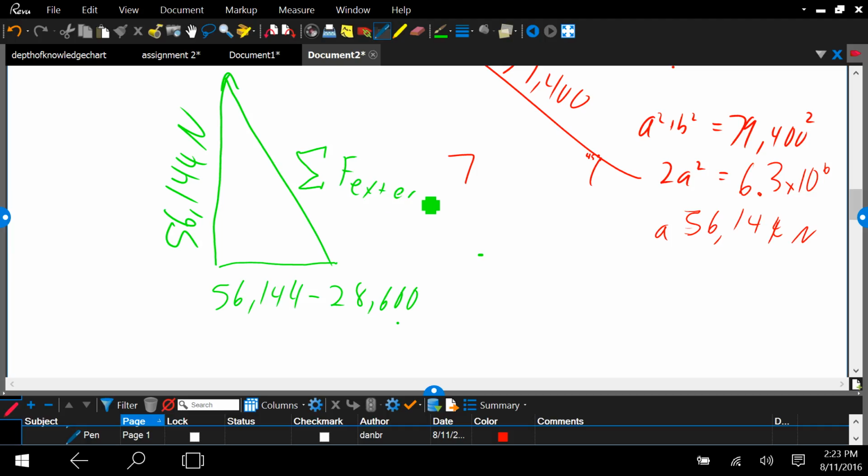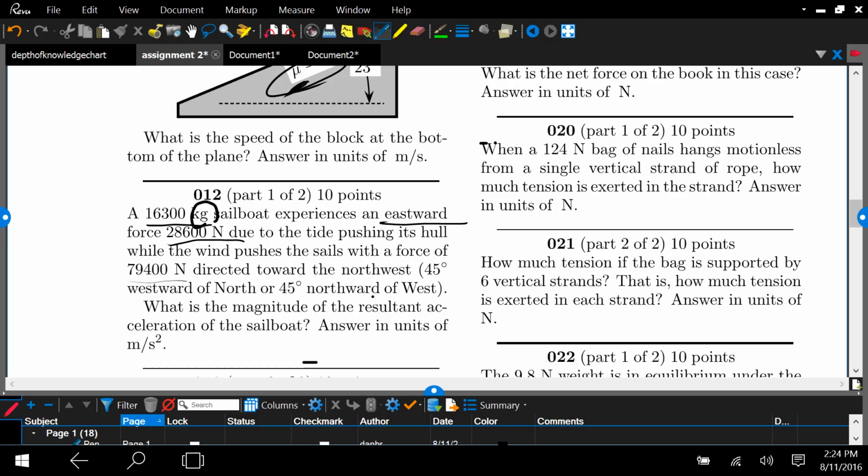And I'm running external kind of as a subscript to the F to say that this is not just any force, this is like my external forces of the wind and the waves buffeting our sailboat. So that is the number right there when you do Pythagorean theorem that you want to divide by the mass to find the acceleration that is the answer to our problem here, okay?